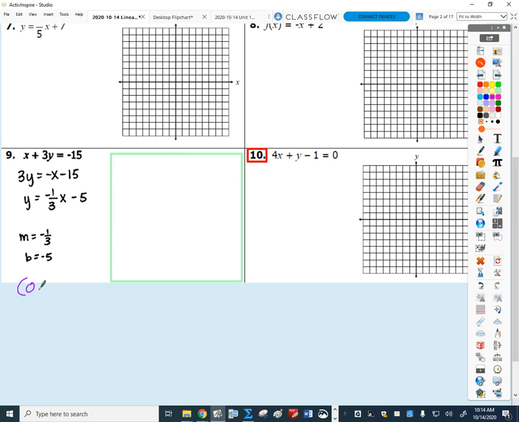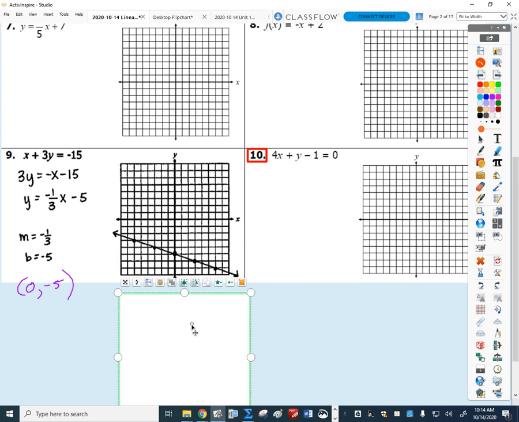0, good. So that's the point 0, negative 5, isn't it? So there's our anchor point that we can start with, right? So there's that point, 0, negative 5, right there. And then we'll just use our slope, right? We'll make a slope triangle. So our slope triangle is telling us we're going to rise.